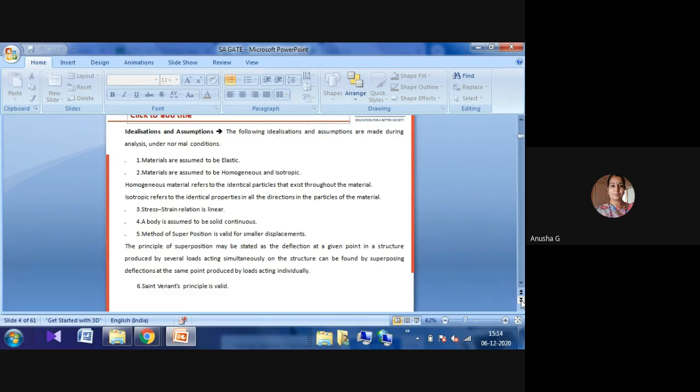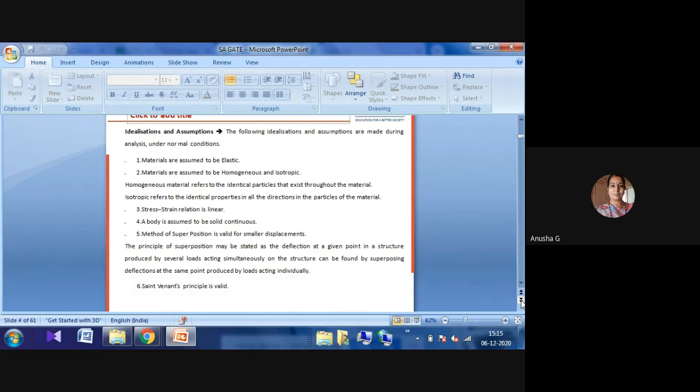For any material we have to think of it as homogeneous, with all particles existing throughout the material, and isotropic, with identical properties in all directions. That is the second assumption. The first assumption is that materials are assumed to be elastic. The second is that materials are homogeneous and isotropic. And the third one is that the stress-strain relation is linear.